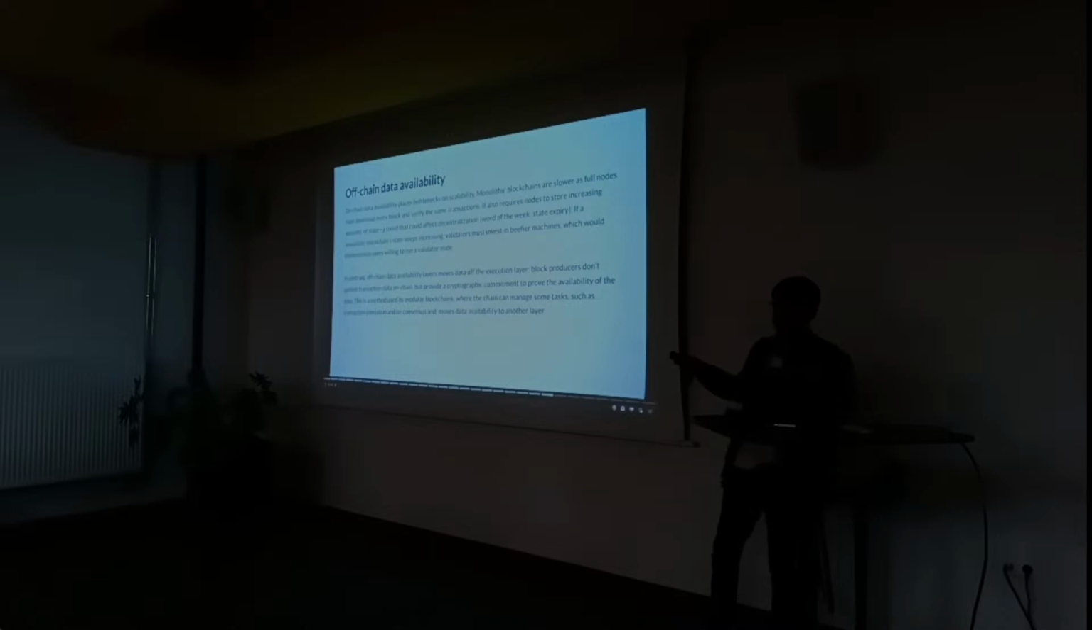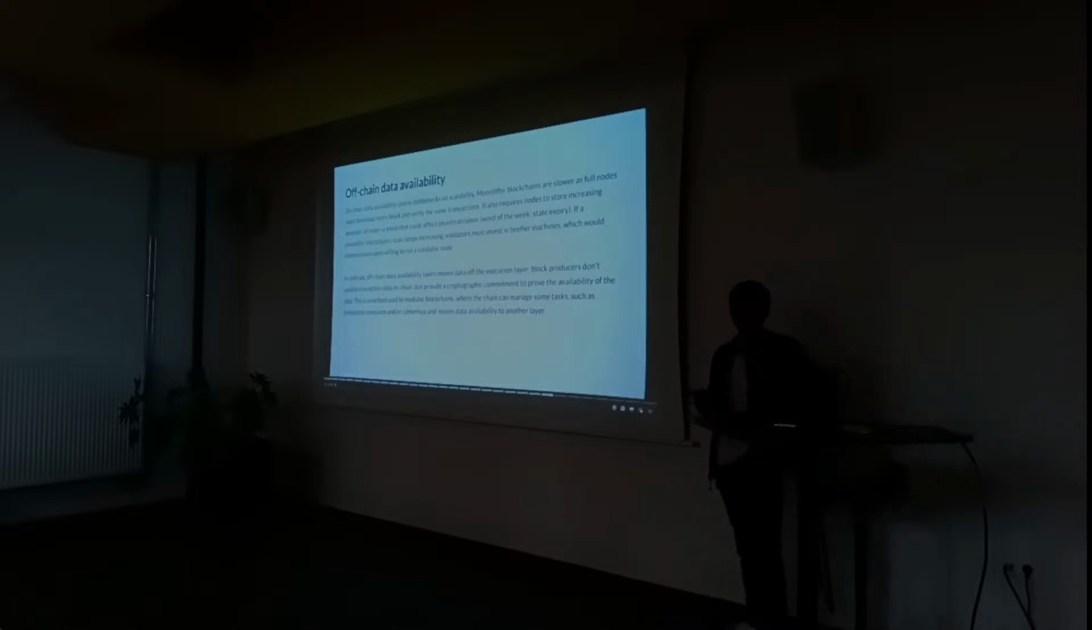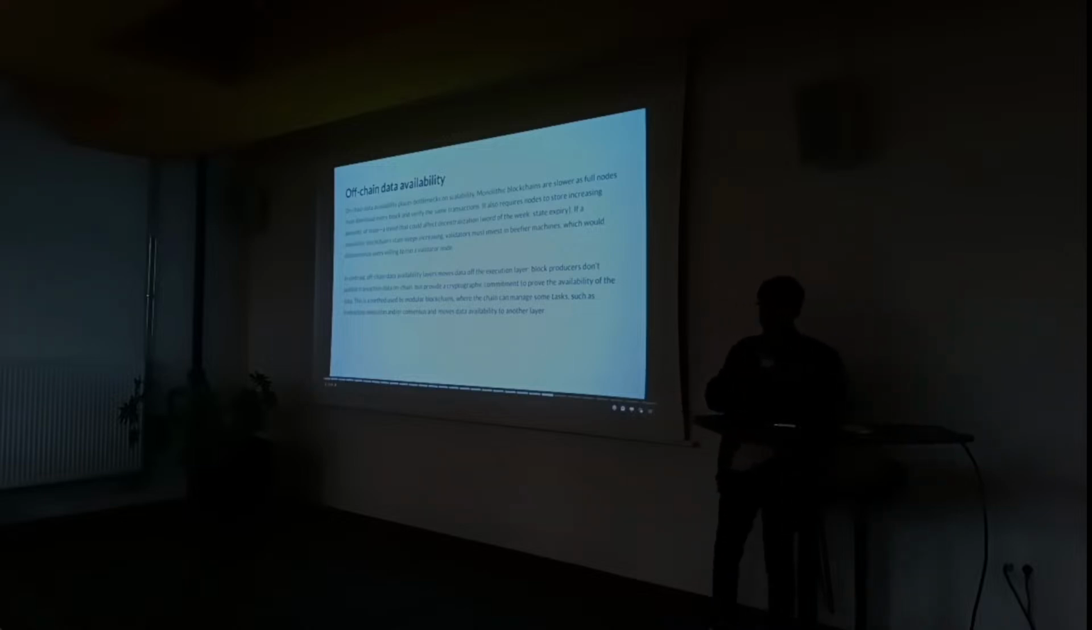And so this is where we talk about off-chain data availability, because what we can basically do is move the data availability layer to another chain completely. So the block producers don't have to publish the transaction data on the chain, but they can provide a cryptographic commitment to prove the availability of the data. For example, Polygon Avail has KZG commitments. And typically these are all implementations of erasure coding, which is basically like you can commit a larger batch of data, which you can sample using DAS and so on and so forth.